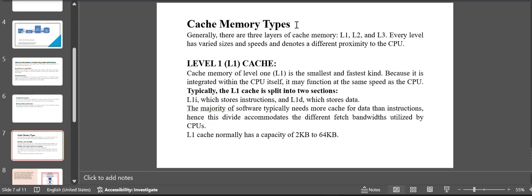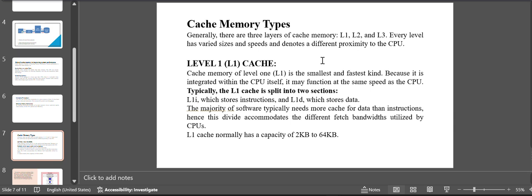Here you can see the cache memory schemes. Generally, there are three layers of cache memory: L1, L2, and L3. Every layer has various sizes and speeds, and a different proximity to the CPU. Level 1 cache memory is the smallest and fastest kind because it is integrated with the CPU itself. It may function at the same speed as the CPU.